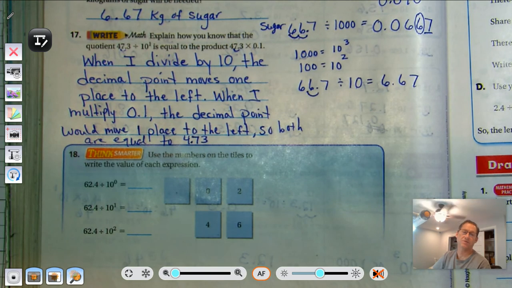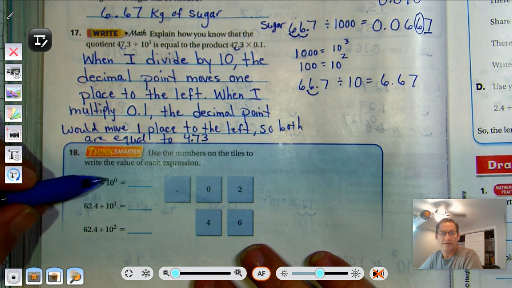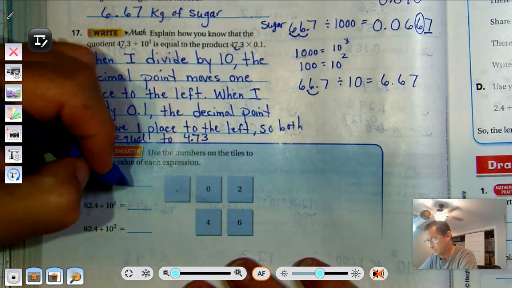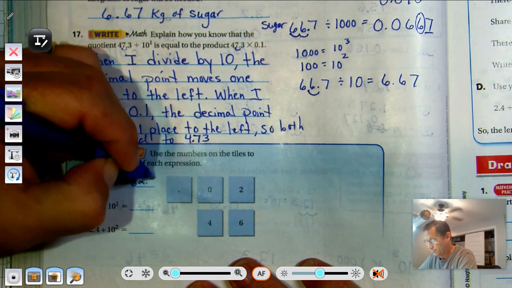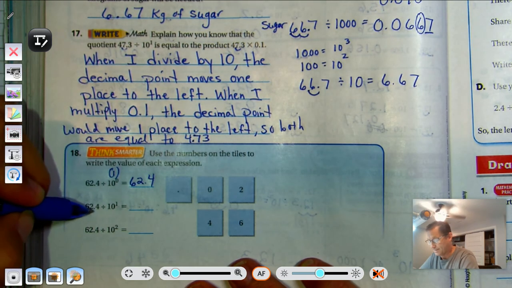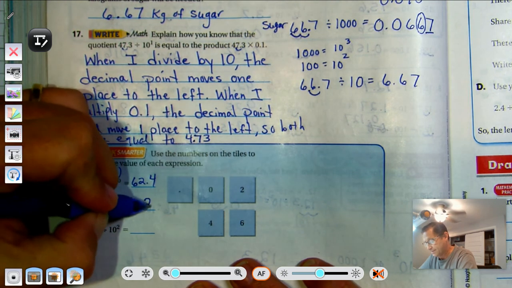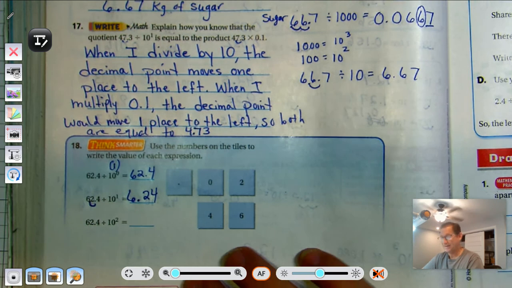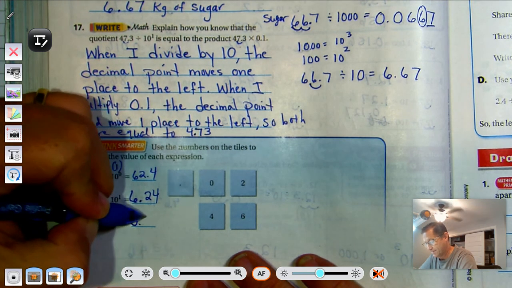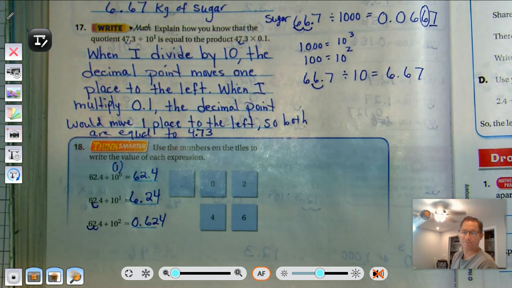Use the numbers on the tiles to write the value of each expression. 62 and 4/10 divided by 10 to the 0, which we know is just 1. So 62.4. 10 to the first, take the decimal point, move one place to the left. 6 and 24 hundredths. 10 to the second, move the decimal point two places to the left. And we have 624 thousandths.